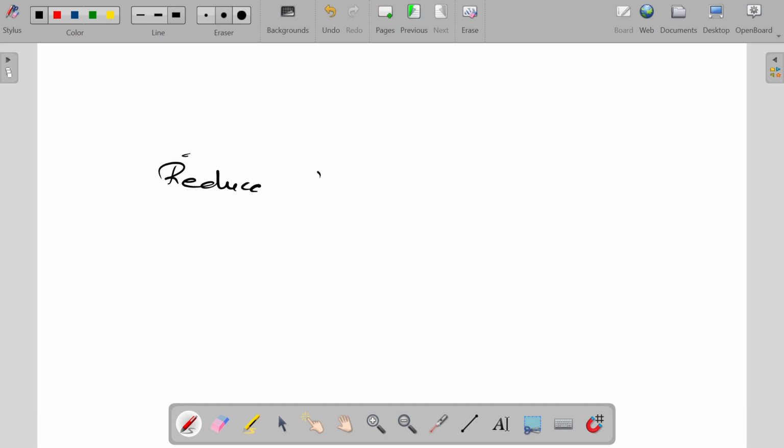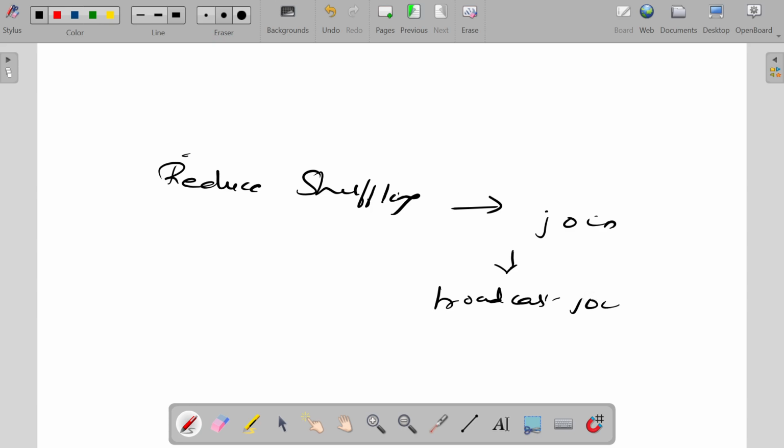Again, shuffles are inevitable, but within the code, ensure that if, for example, you're using a join, and if there is a possibility for you to use a broadcast join, please use a broadcast join so that you don't have to shuffle the data between multiple nodes. So that's one example.